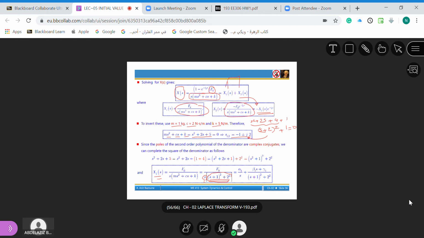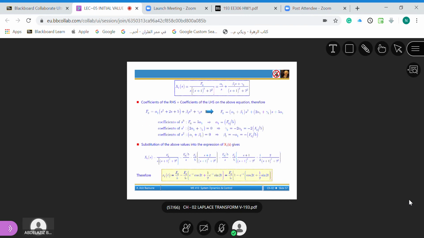So this can be written in partial fraction: alpha 1 over s plus beta 1 s plus gamma over s squared plus 2s. Now, if we multiply alpha 1 by this, and then this term by this, we equate between the left-hand side and right-hand side, we get the following equations. X1 will be this one. This is what we wrote here. Now we equate the numerator, f0, sorry, will be equal to alpha 1. This is alpha 1 here.